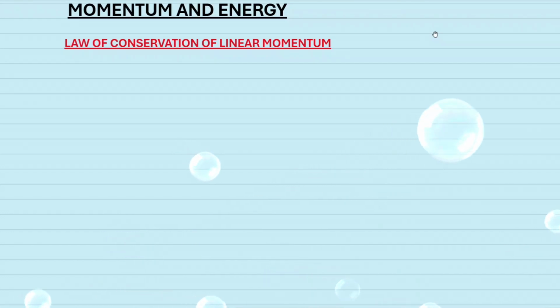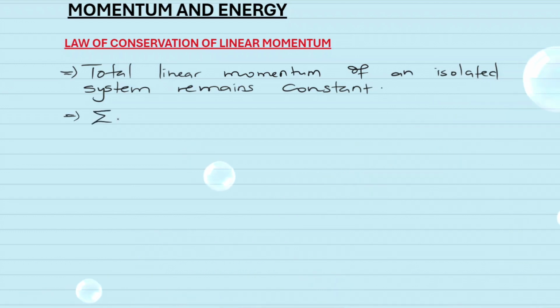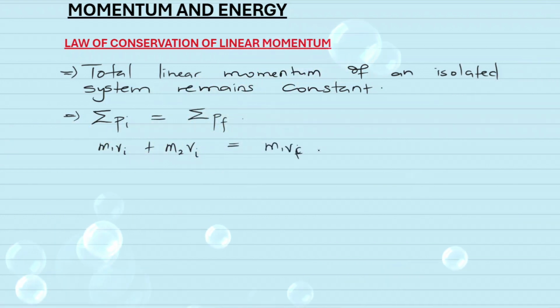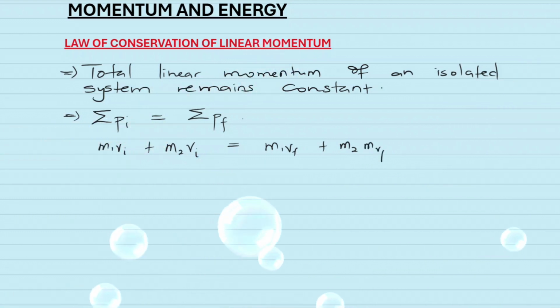Momentum and energy. I want us to start with the law of conservation of linear momentum. It states that the total linear momentum of an isolated system remains constant. This means the sum of all initial momentum is equal to the sum of all final momentum: m1 v initial plus m2 multiplied by its v initial is equal to m1 multiplied by its final velocity plus m2 multiplied by its final velocity, Vf.